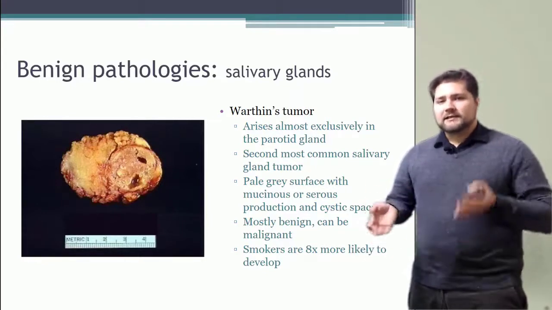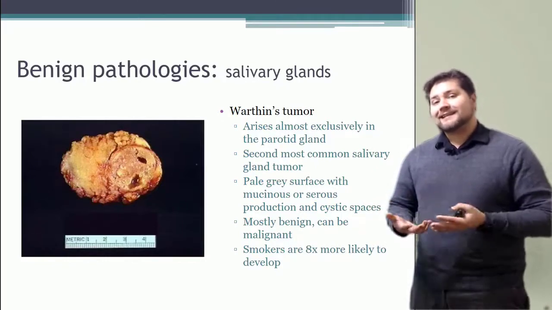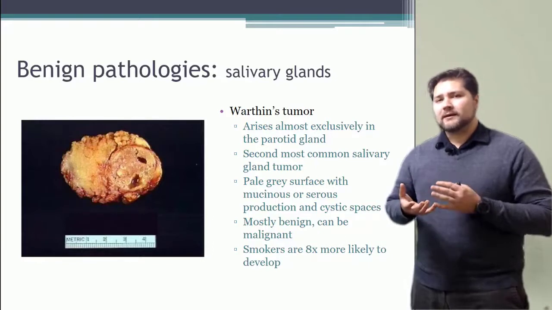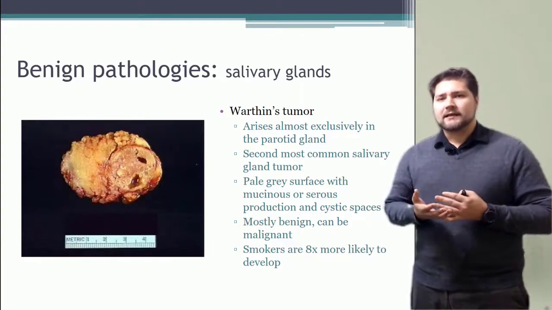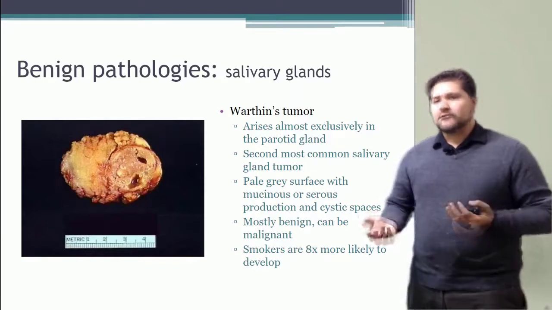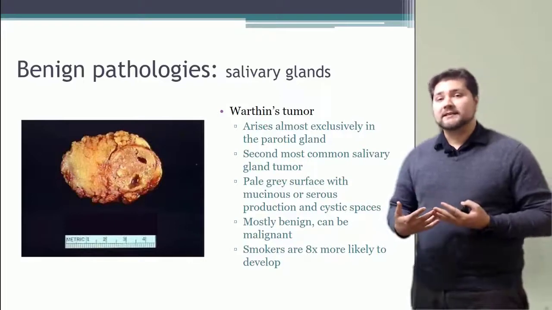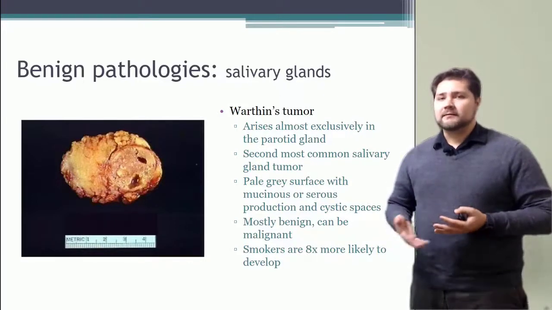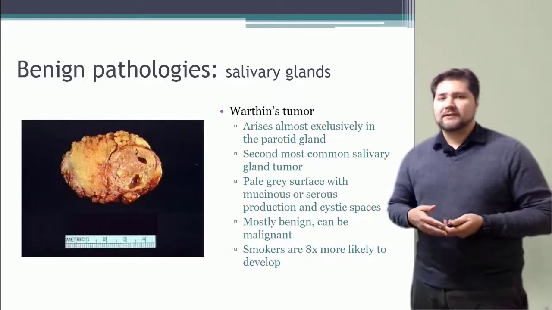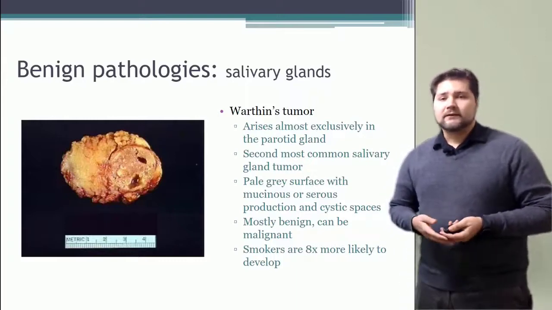Warthin's are interesting because they have a pale gray cut surface, and usually they're going to have a cystic appearance. When you cut into the cyst, you usually get this oily gray-white to gray-tan fluid coming out, and they tend to be benign, but again, a small fraction can become malignant or locally invasive. These are common, and I mean super common in smokers. You have almost an 8 times higher likelihood of occurrence in people who smoke.